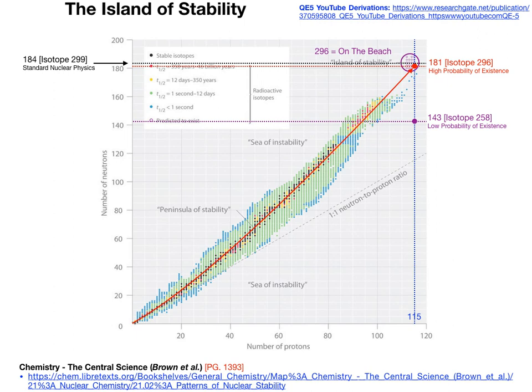This is a very encouraging result. Please remember that we have derived our estimate for a stable isotope uniquely and completely independently from the method employed by standard nuclear physics. This is very telling, very reassuring, and should not be dismissed.